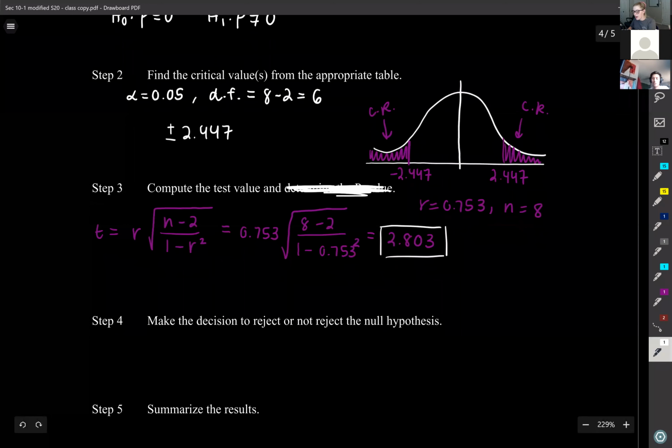Okay, so I found the test value to be 2.803. So because we're doing the traditional method, I want to see if this lies within my critical regions. So my critical region is anything greater than 2.447 or anything less than negative 2.447. So why don't we send a private chat, or I mean, you can make it public, I don't care. Do we think we're going to reject the null or not?